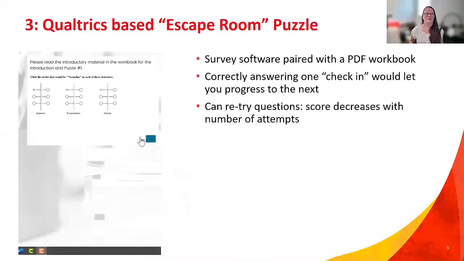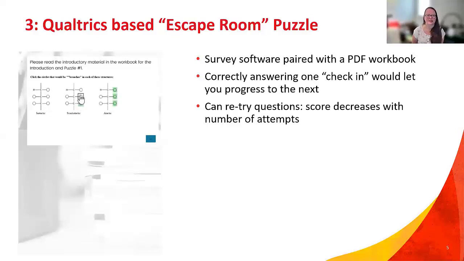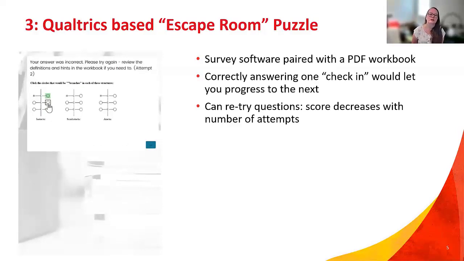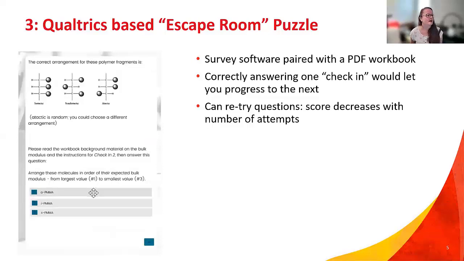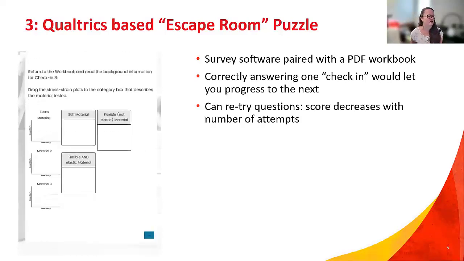So our other activity that we had was an escape room puzzle, and to move that to online, we used Qualtrics survey software paired with an offline or on the side PDF workbook. So students watched demonstration videos linked from that workbook. You'll see a little clip of one pop up in the animation, and they read background information in that workbook and then answered follow-up questions through this survey that you're seeing online.